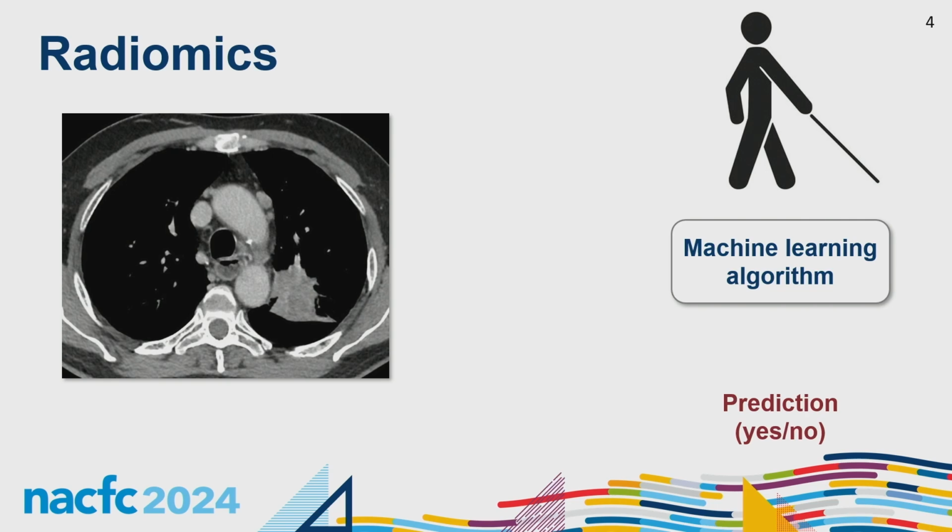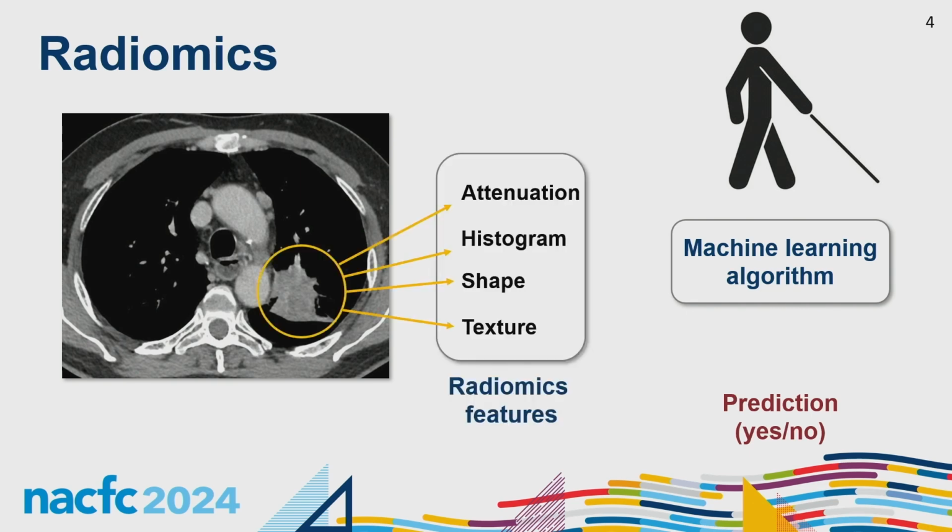And to describe the image, we will have to extract what we call radiomics features, which are a combination of features about attenuation of the lesion, histogram analysis, shape and texture analysis of the lesion. And then we provide these radiomics features to the algorithm, and we ask the algorithm to create a model to decide whether or not it is yes or no.